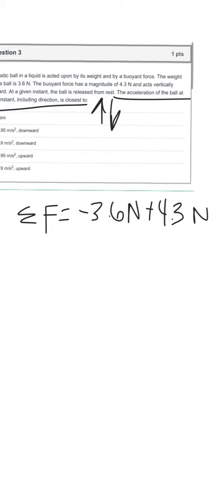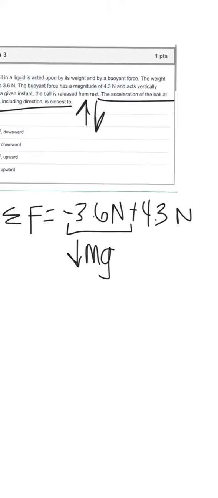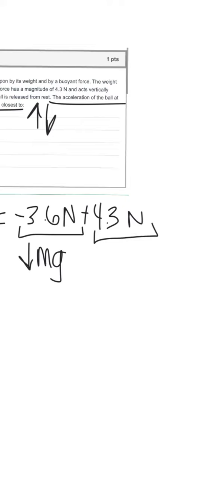And this shows you that this force is the weight of the ball. So the weight is always going down. And this is the buoyancy. So the buoyancy is positive because it's going up. Because buoyancy is floating, that's why this is positive and this is negative.